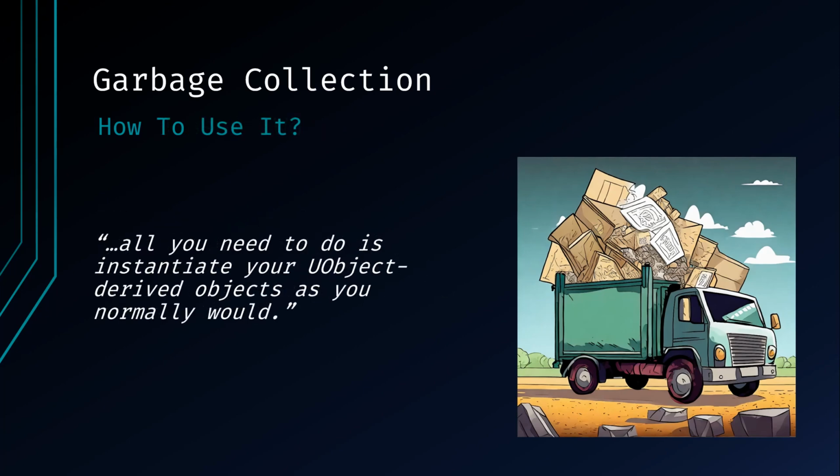To utilize the garbage collection system, all you need to do is instantiate your UObject-derived objects as you normally would. Include any functions and variables in reflection by applying the UProperty and UFunction macros, and the garbage collection system will automatically take care of the rest. When you're done using an object, simply set the variable that points to it as null. The garbage collection system will recognize the object is no longer in use and will automatically free up the memory.